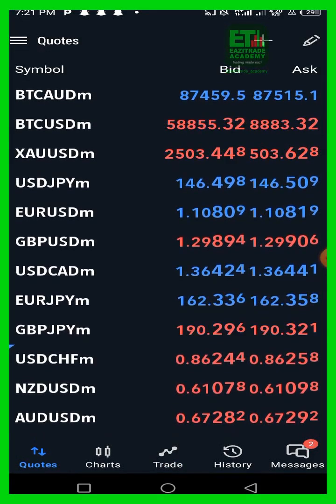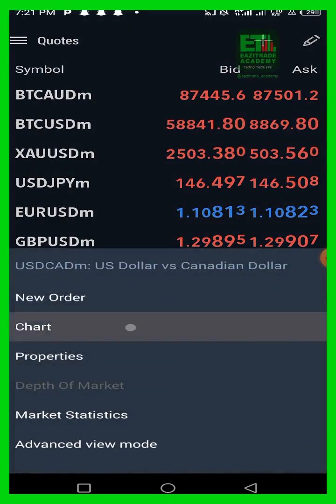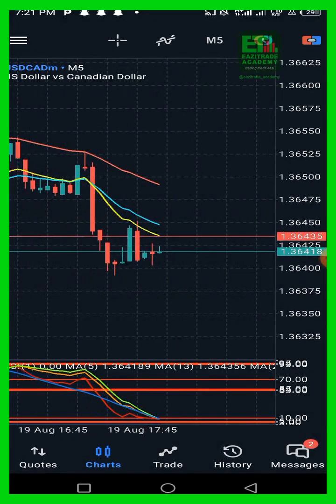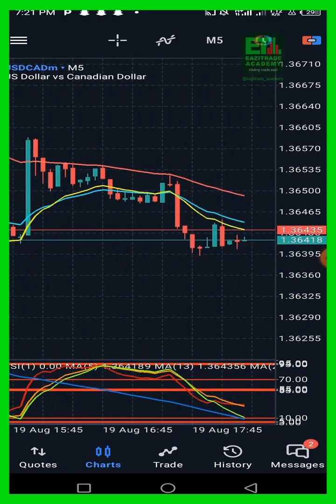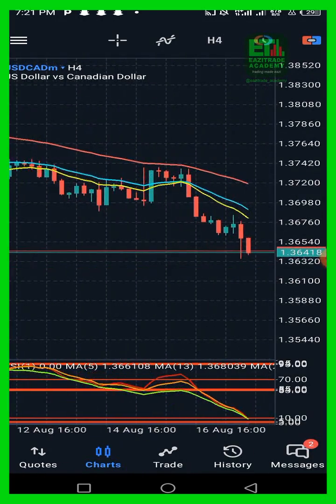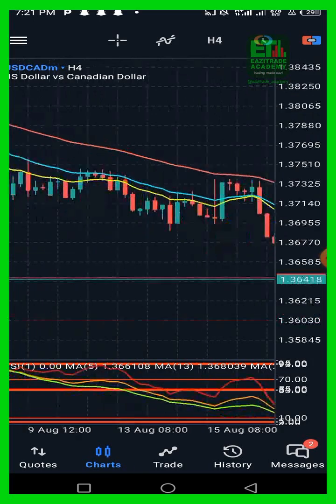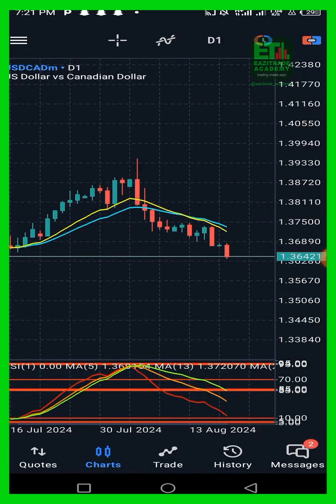Which one should I pick now? Because from what I noticed, most of the pairs are buying. They are buying. All right, so let's take a look at USD CAD. USD CAD seems to be selling a bit on 5 minutes, but let's look at 4 hours. Okay, 4 hours indicates a downtrend. Also, let's look at daily. A downtrend. The market is selling on daily.